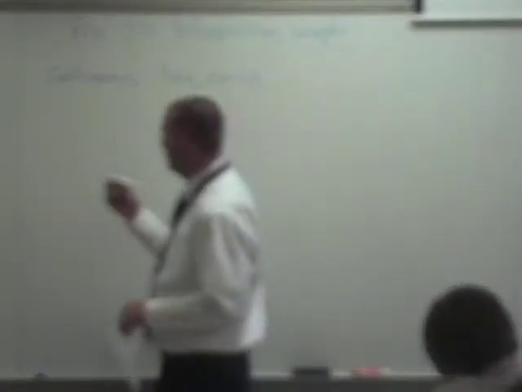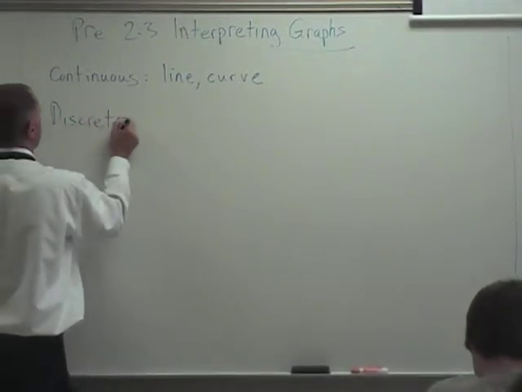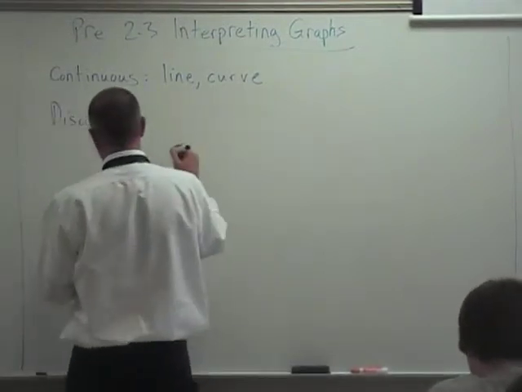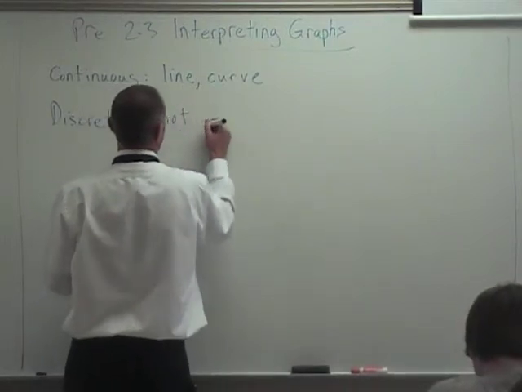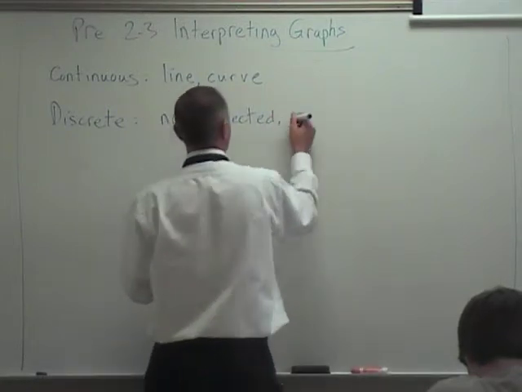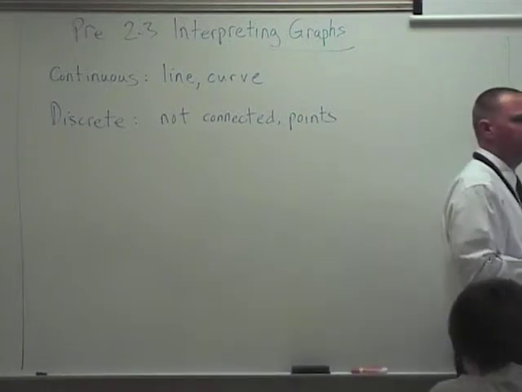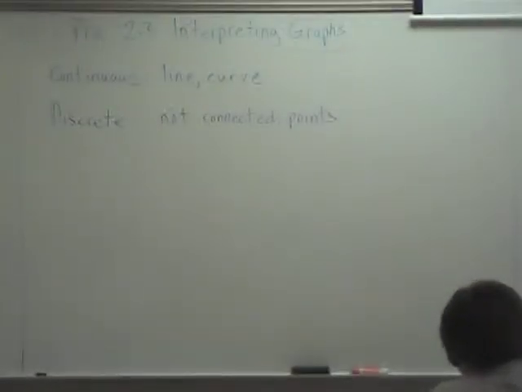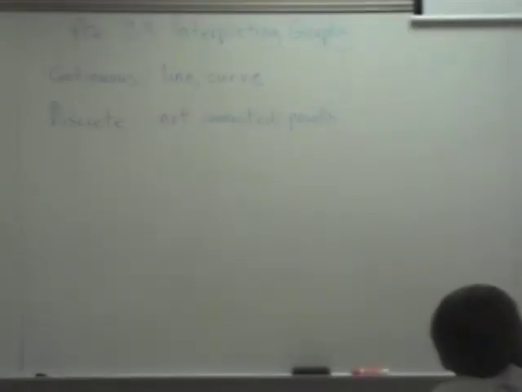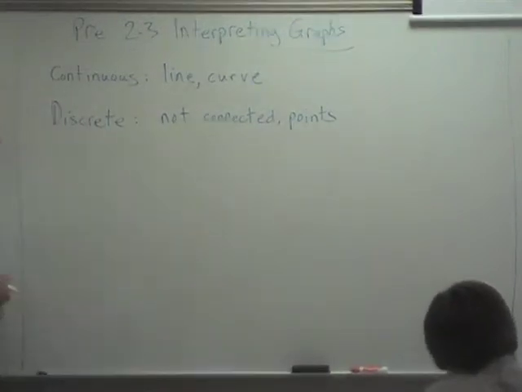But we also have these types of graphs as well. Discrete. A discrete graph means it's not connected. There are only points on the graph. Okay, 2 examples and then we'll be done. And then we'll understand how to interpret these graphs.